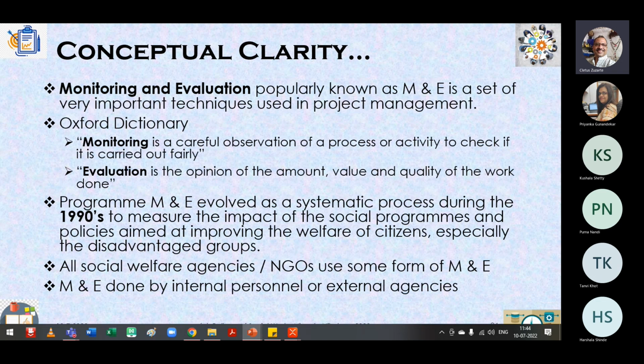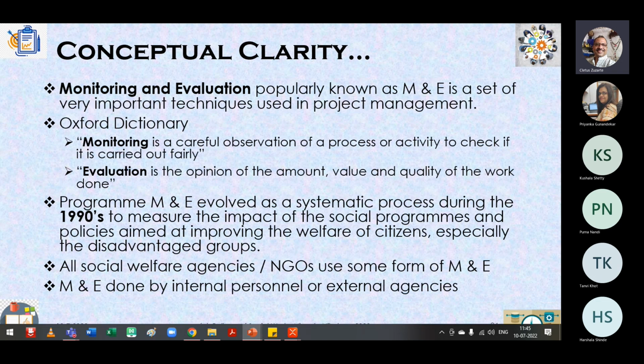Evaluation is an opinion of the amount, value, and quality of work done. Evaluation is conducted at the end. So it gives an opinion on whether the money is spent or unspent, what value has been created, and what the quality of the work achieved has been. If you notice, M&E evolved very concretely, especially during the 1990s, as it started measuring the impact of social programs and policies aimed at improving the welfare of citizens, especially disadvantaged groups. So you see, M&E made a lot of difference to the quality implementation of projects.